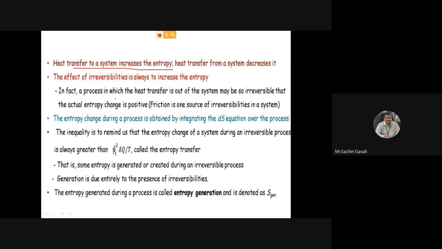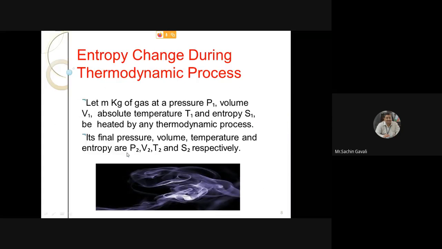In fact, the possibilities of heat transfer out of the system may be irreversible. For any process, I have told you that if you want to calculate the entropy change, we have to go for this integration from 1 to 2 of dq by T. So if you calculate dq by T, that is nothing but the entropy change for any thermodynamic process.